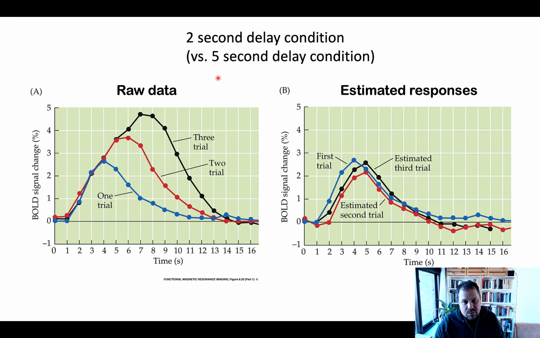But you can also see that in a 5-second condition, we have a better match between the blue, red, and black lines. In a 2-second delay condition, we have a somewhat worse match. So how well this linearity works depends on the type of timing that you use, which is something you should consider when you design your event-related experiments.